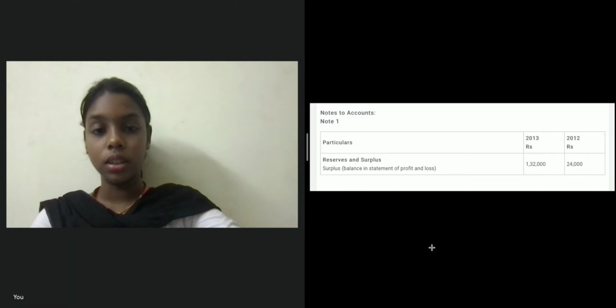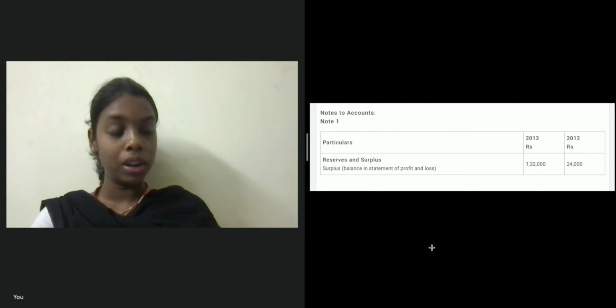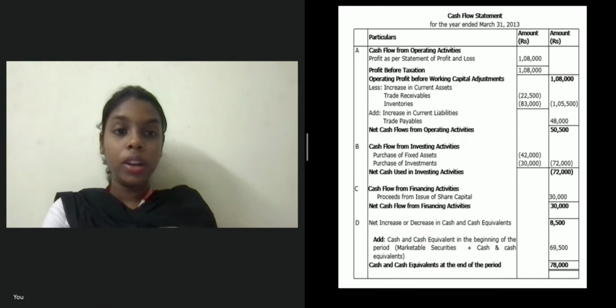Then comes the notes to accounts. In the notes to accounts, the reserves and surplus are noted. As on 2013, the reserves and surplus are 1,32,000 and 24,000 respectively. The surplus is the balance in the statement of profit and loss. We are going to deal with the cash flow statement for the year ended 31 March 2013.